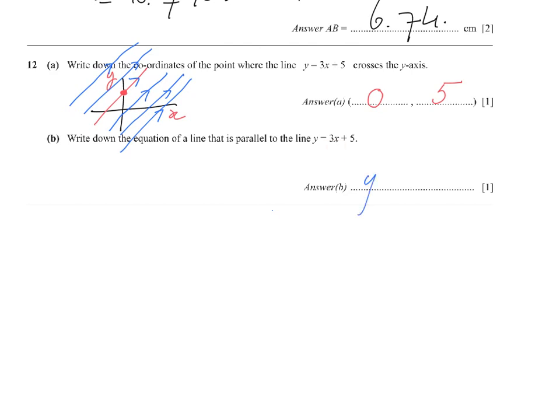So as long as you say y equals 3x, then you're fine. And then you can say, for instance, plus 1. Or you could say y equals 3x, you can just leave it like that. Or you can say y equals 3x minus 7, or whatever. As long as you don't say plus 5, because that wouldn't be parallel, that would be the exact same line. But the 3x is important because the 3 is your gradient, and parallel lines have the same gradient.